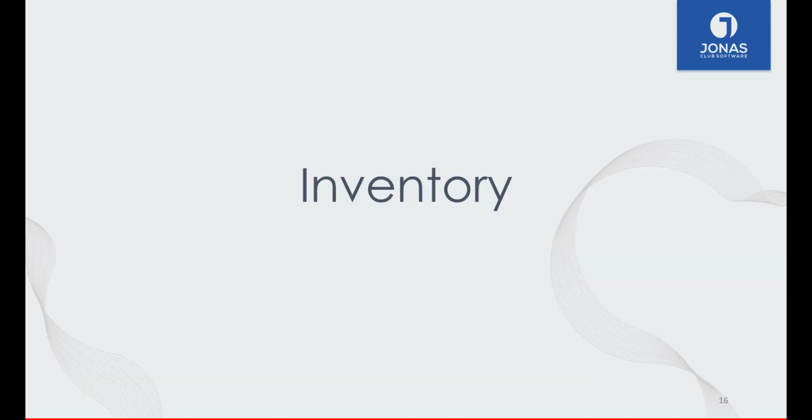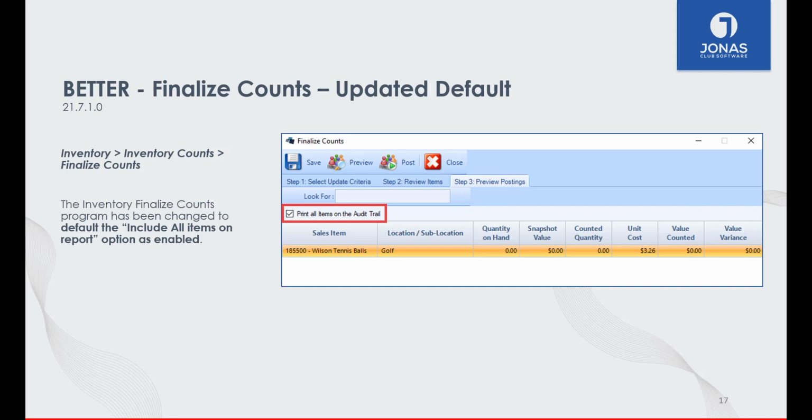Next up, we have Inventory. In the Finalized Counts program, it had been requested to have the field Print All Items on the Audit Trail flagged by default, as most finalized count report archives are best suited to include all items in the snapshot instead of only items with variances.